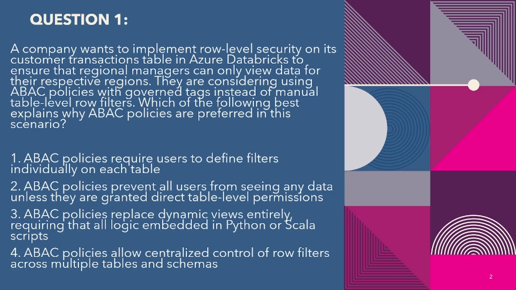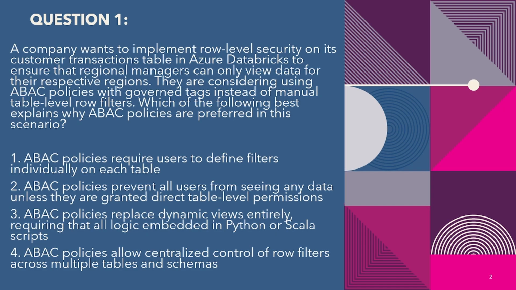Question, a company wants to implement row-level security on its customer transactions table in Azure Databricks to ensure that regional managers can only view data for their respective regions. They are considering using ABAC policies with governed tags instead of manual table-level row filters. Which of the following best explains why ABAC policies are preferred in this scenario?